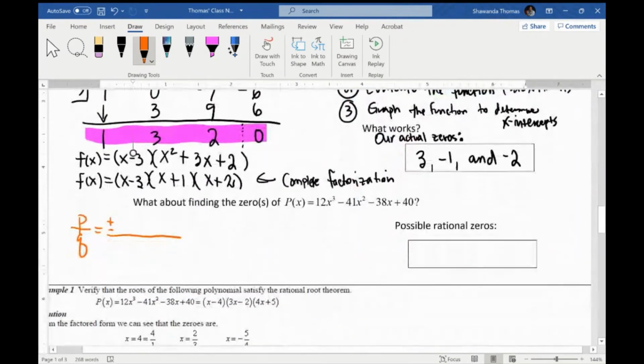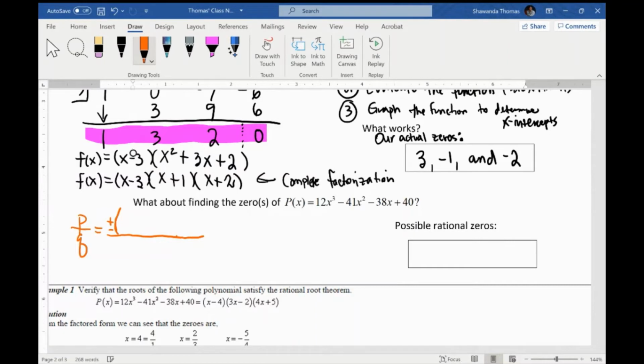So what is our constant this time? 40. So here's what I'm going to do. I'm going to do a little shortcut because I don't want to write plus or minus 1,000 times. So I'm going to pull up parentheses here. This is my little shortcut.